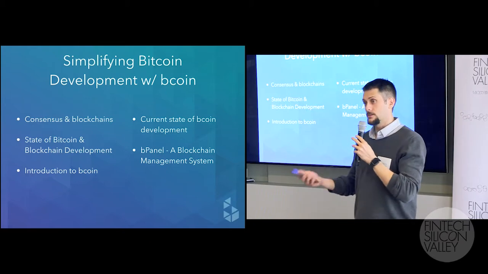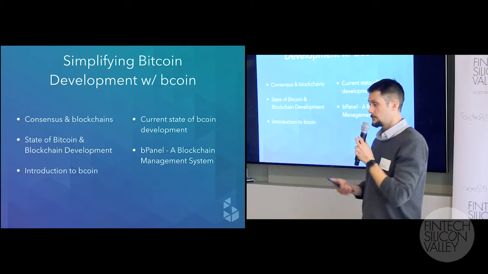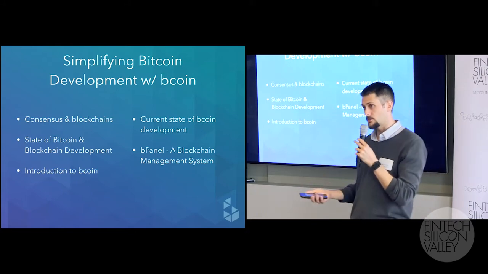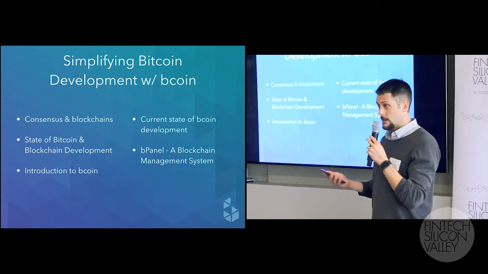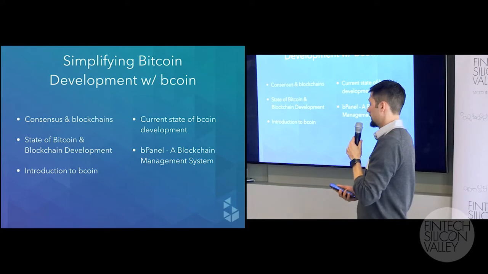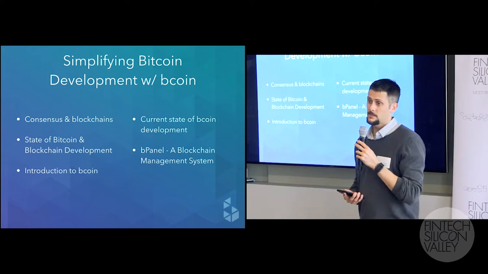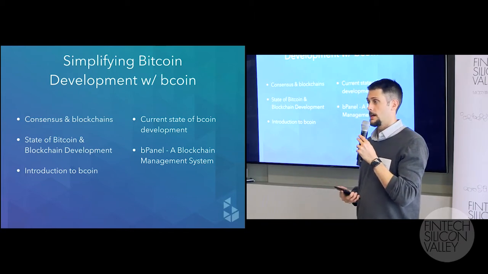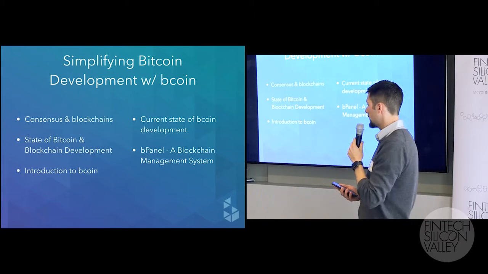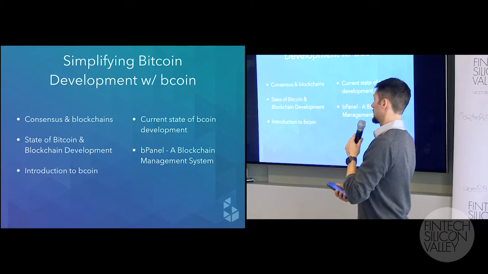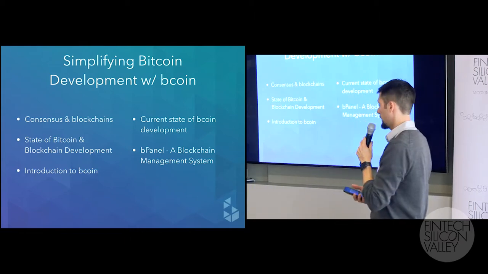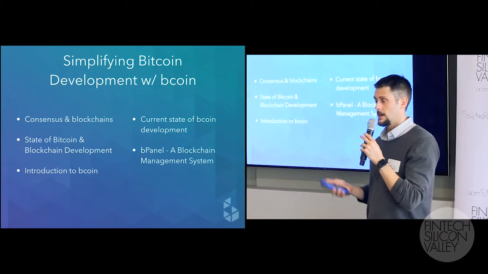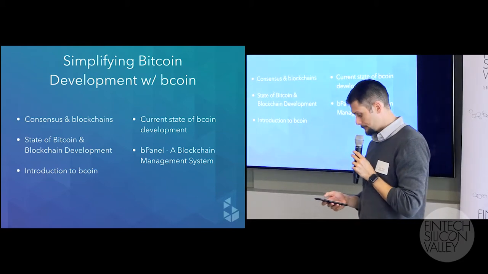And one of the solutions we think for that actually is bcoin. So we'll talk a little bit about bcoin, the problems it solves, how it solves them, what it looks like developing with bcoin, and then the current state of bcoin development, some of the things that my team is working on, that we hope to see in the future. And then finally, this project that we're working on called bPanel, which we're calling a blockchain management system, which we hope to turn into this new area of blockchain development.